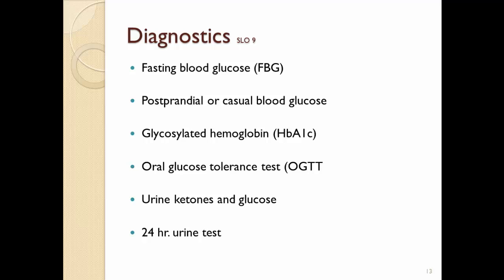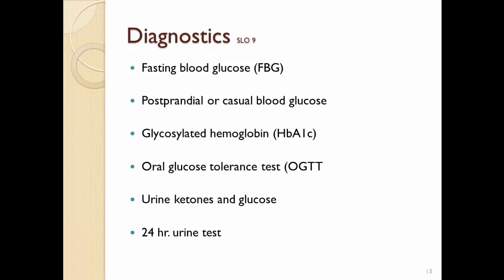Once they have some of these, or even at the first office check when they're checking the fasting blood glucose, they may go ahead and draw a glycosylated hemoglobin. A glycosylated hemoglobin is an average of what the patient's blood sugar could have been for the last 2 to 3 months. 2 to 3 months is the life of a hemoglobin.